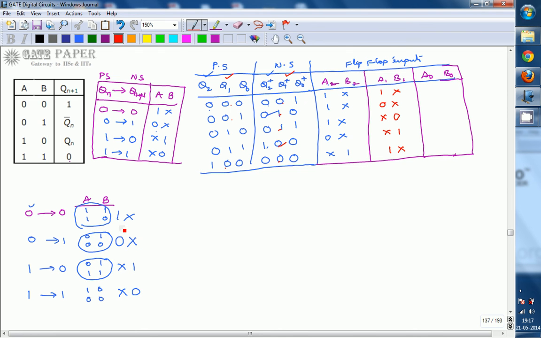Similarly you can get it for A0 B0. For A0 B0 you must check Q0 and Q0 plus. Q0 Q0 plus 0 to 1 transition is 0x inputs. Next, 1 to 0 transition is x1. Next, 0 to 1 transition is 0x, and 1 to 0 transition is x1. The last one is the 0 to 0 transition, which is 1x. So like this you write it.